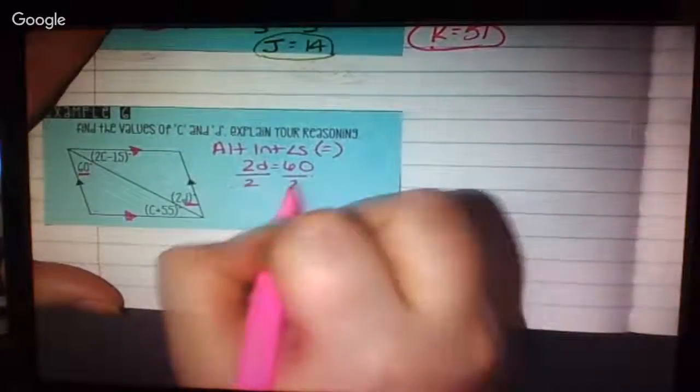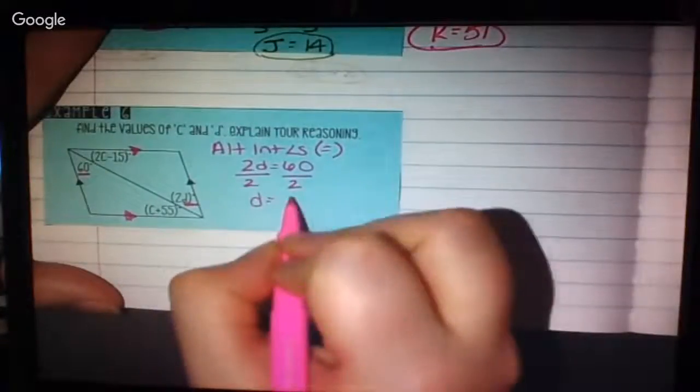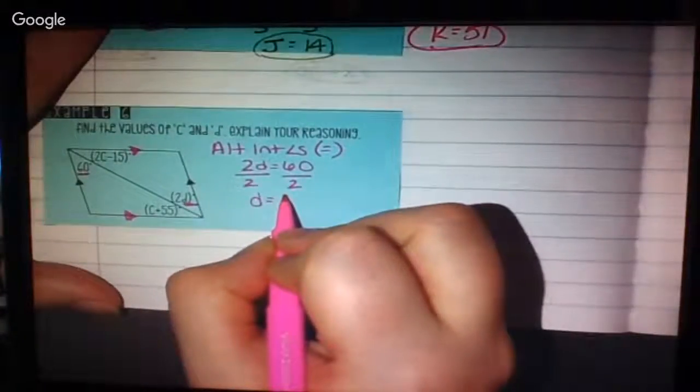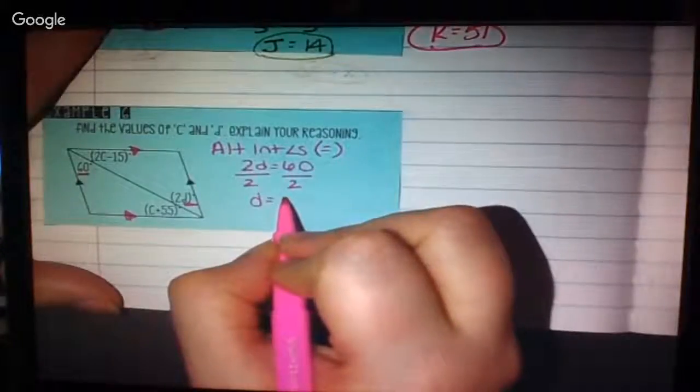Alternate interior angles. Okay, this is my transversal. That diagonal is my transversal. One's on the left, one's on the right. So we've got alternate interior angles, which means that they are equal. So 2D equals 60. So that means D is equal to 30.